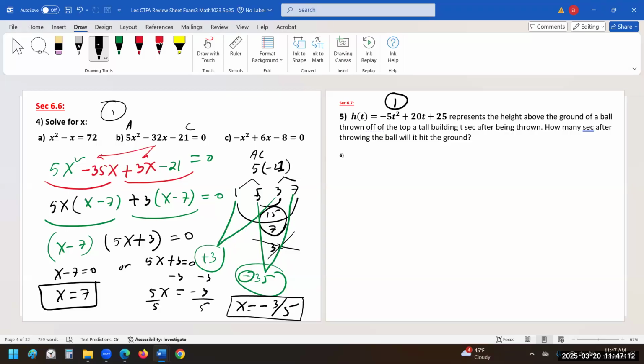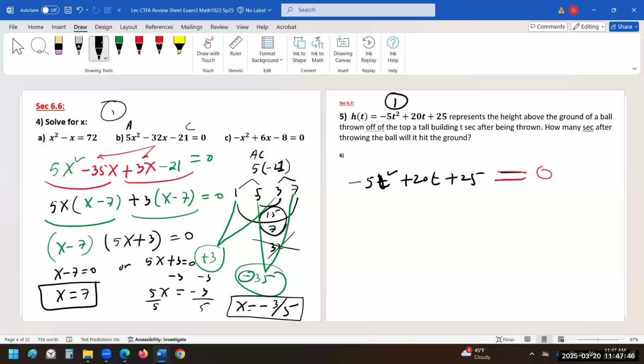For the application, it says we have a ball thrown down, and what time does the ball hit the ground. The function they gave us is for the height. So all you have to do is set your function, -5t squared plus 20t plus 25, equal to 0, because your height is 0 when the ball hits the ground. We went over this in detail during lecture 6.7, so if you don't remember, go back to the lecture. I'm just rushing through here.